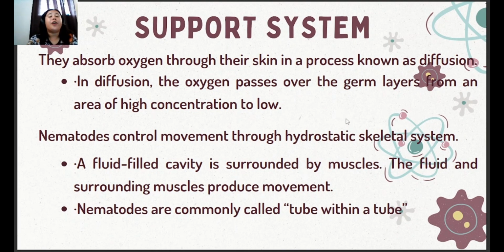So the roundworm support system. The roundworms absorb oxygen through their skin, a process known as diffusion. In diffusion, the oxygen passes over the germ layers from an area of high concentration to low. And nematodes control movement through a hydrostatic skeletal system, or a fluid-filled cavity that is surrounded by muscles, and that fluid and surrounding muscles produce the movement. Nematodes are commonly called a tube within a tube.